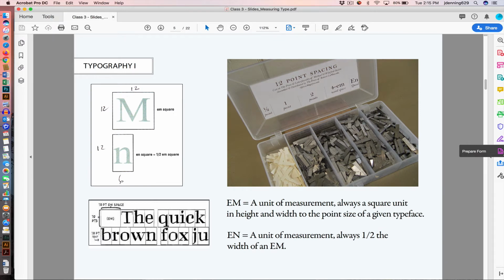There's also these measurements called EMs and ENs. EM is a unit of measurement, always a square unit in height and width to the point size of a given typeface. Whereas EN is a unit of measurement, always 1/2 the width of the EM.